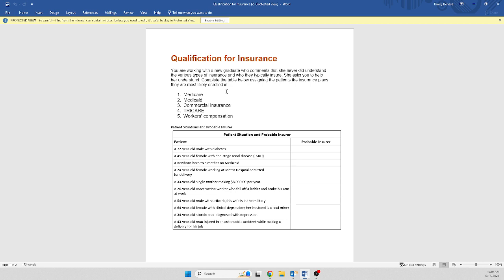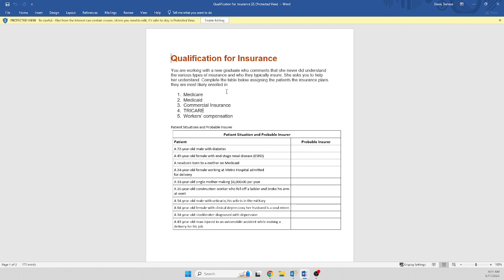So if you go through a Medicare, there's an age requirement on them. Medicaid, there is usually an age and an amount of money. There's some requirements as far as certain types of people that meet needs of Medicaid. Commercial insurance is usually attached to a job. TRICARE is attached to the military, and workers' comp means that you got hurt while on the job.